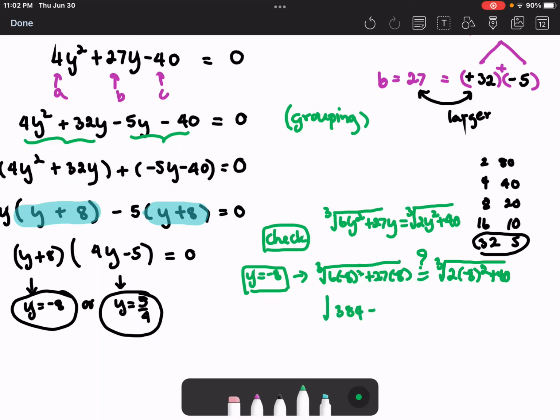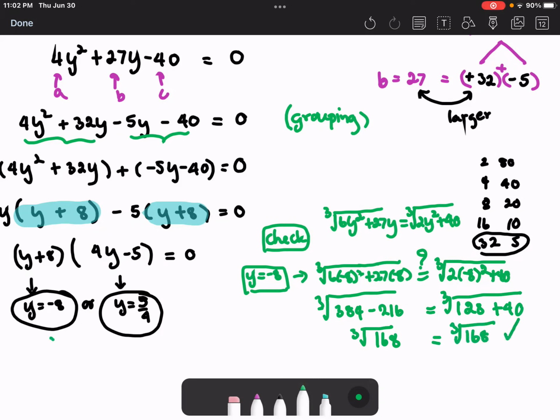And then subtracted by 216, which is the product of 27 and 8, to get the cube root of 168. And then on the right hand side, the cube root of 2 times 64, which is 128 plus 40. That turns out to be the same number as the cube root of 168. So the first solution is good. So we keep y equals negative 8.